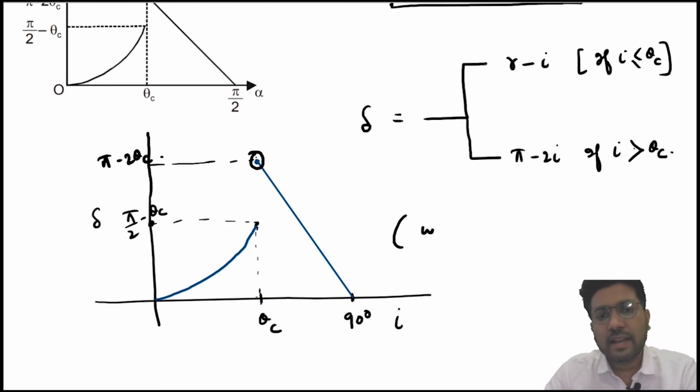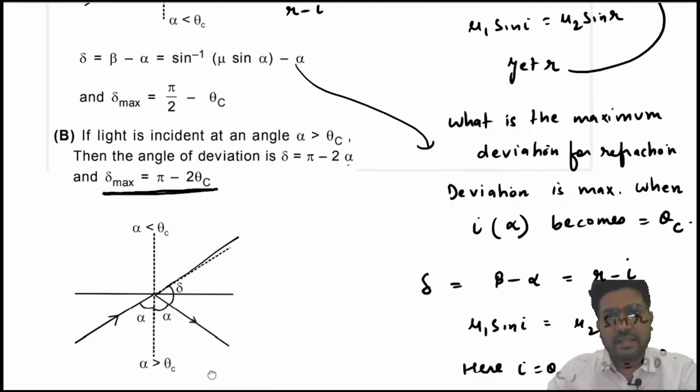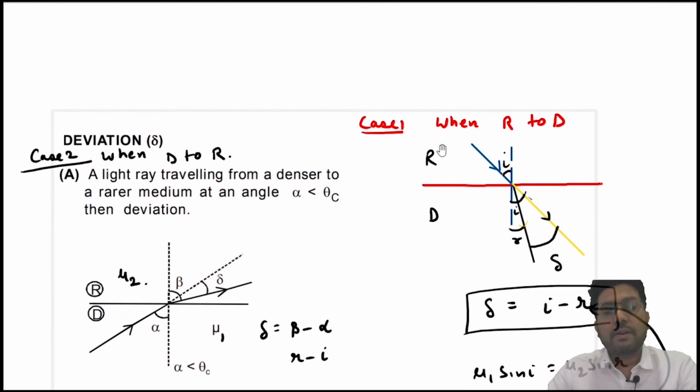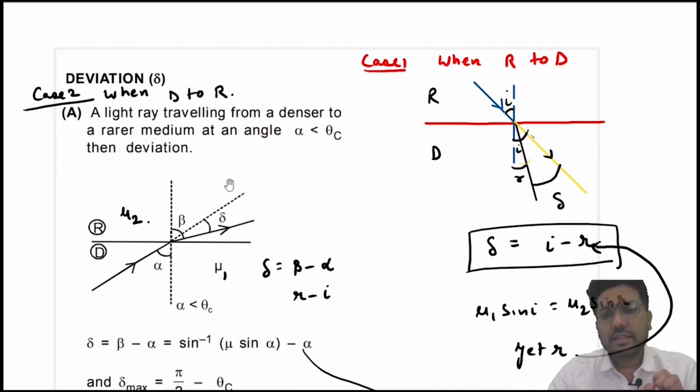This is the case when light travels from denser to rarer. When light travels from rarer to denser, there is only one case I have discussed. But when light travels from denser to rarer, there are two sub cases. When I is less than theta c, there is refraction, and when I is greater than theta c, there is reflection. Then we have drawn the graph of angle of deviation versus the angle of incidence, right?